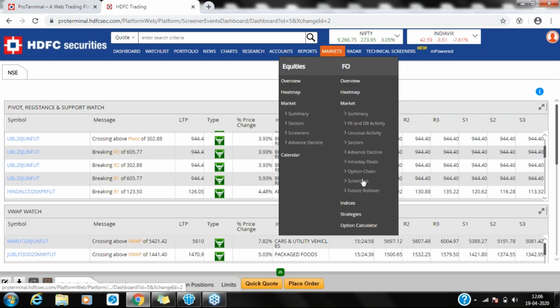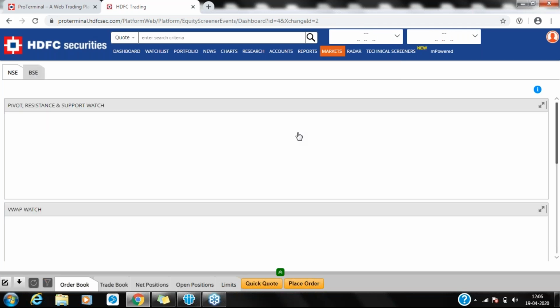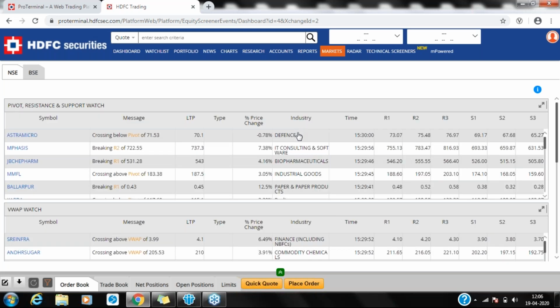Same screener we have in our equity also. So you can see the same kind of a screener of a pivot point. If the stock is breaking R2 or R1 or closing above pivot, whatever it is, that particular thing will be shown over here. Unfortunately, you can't do a sector-wise filter or an index-wise filter over here. So you will see all the stocks, whichever stock is available in NSE or BSE, and whichever stock is breaking the R1 or R2 level, all of them will be shown over here.